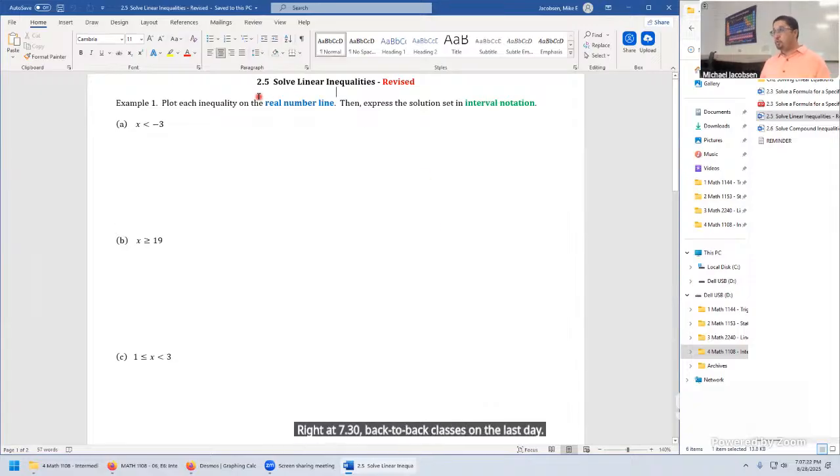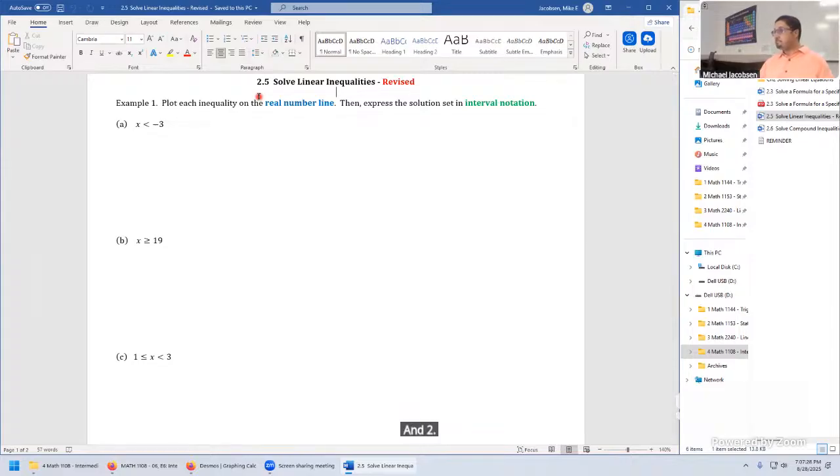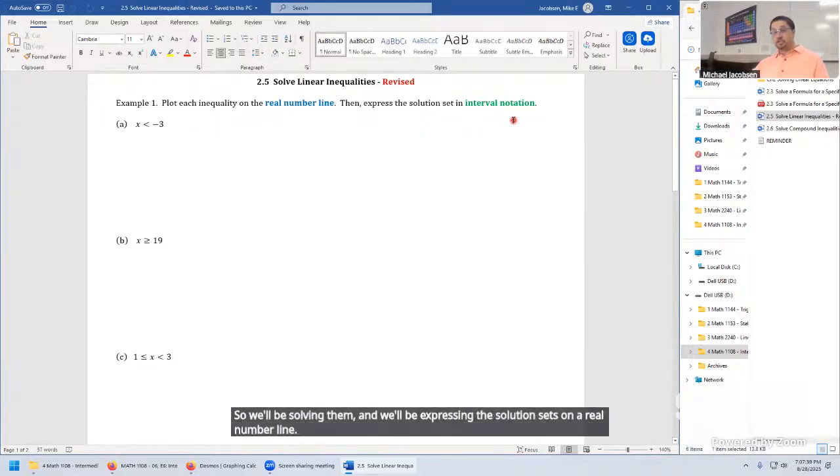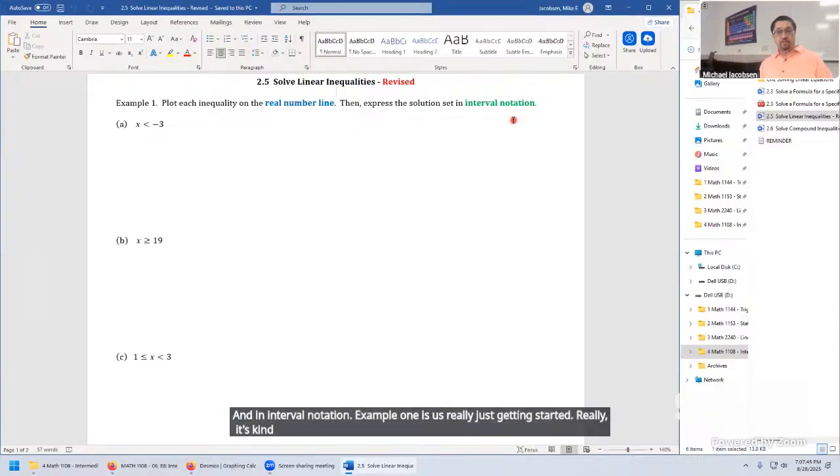This is kind of a preview of what we're going to be getting into in sections 2.5, 2.6, and 2.7. We'll be dealing with inequalities coming up next. So we'll be solving them, and we'll be expressing the solution sets on a real number line and in interval notation. Example one is us really just getting started. Really, it's kind of like a set of formulas that we might refer back to.